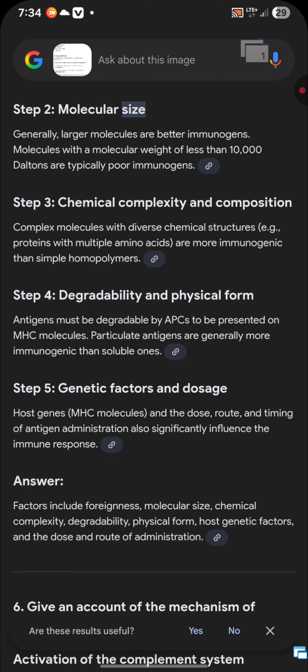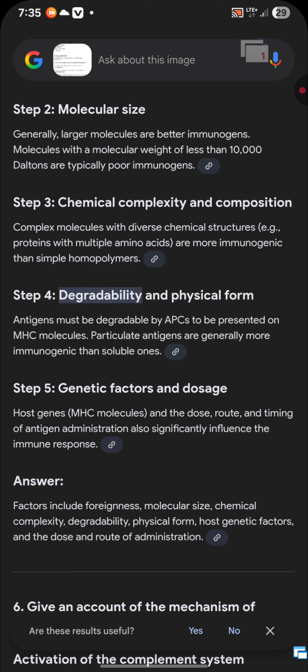Step 2. Molecular size. Generally, larger molecules are better immunogens. Molecules with a molecular weight of less than 10,000 Daltons are typically poor immunogens. Step 3. Chemical complexity and composition. Complex molecules with diverse chemical structures, e.g., proteins with multiple amino acids, are more immunogenic than simple homopolymers.